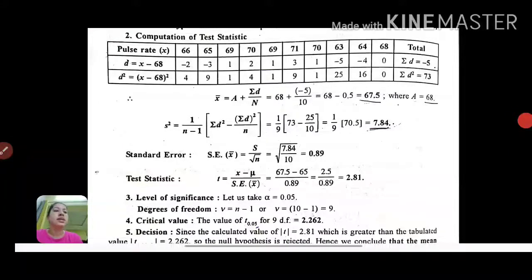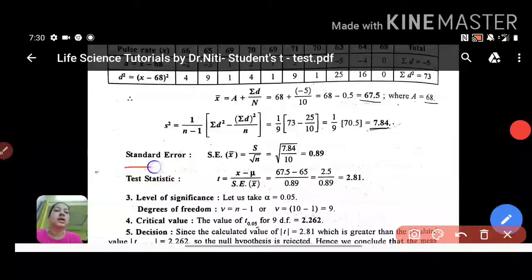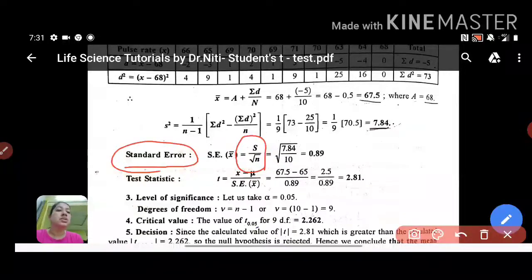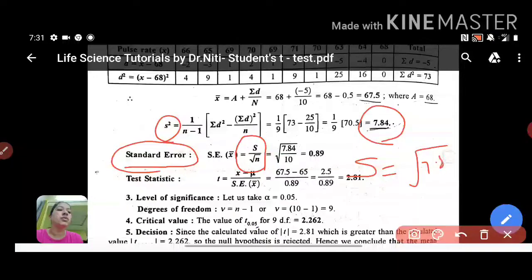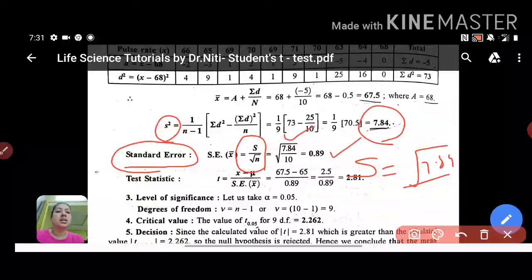Okay, now standard error of difference between means can be calculated by this formula. So standard deviation square is 7.84. So standard deviation will be the square root of 7.84. So they have written here square root 7.84. So standard error of difference between means came to 0.89.